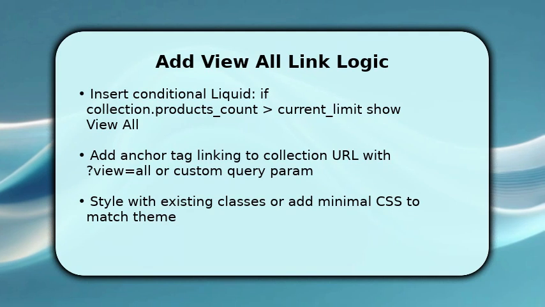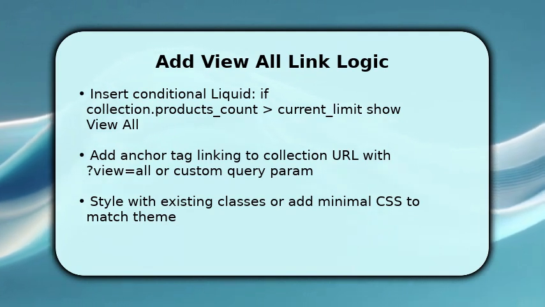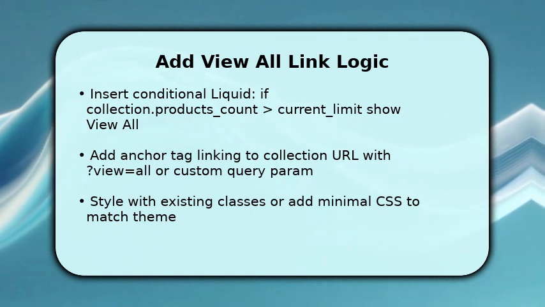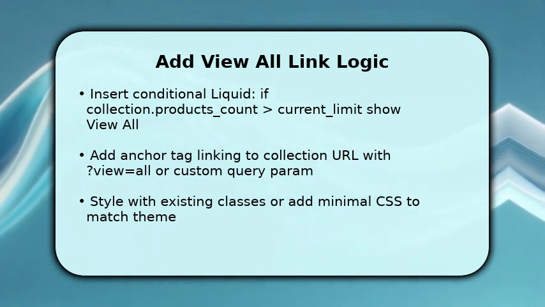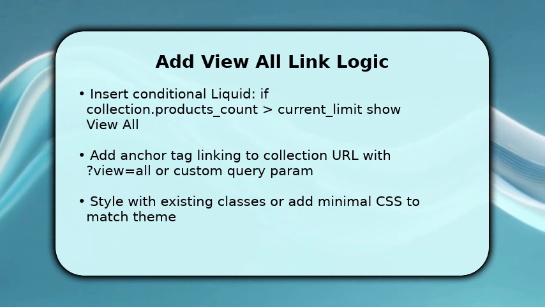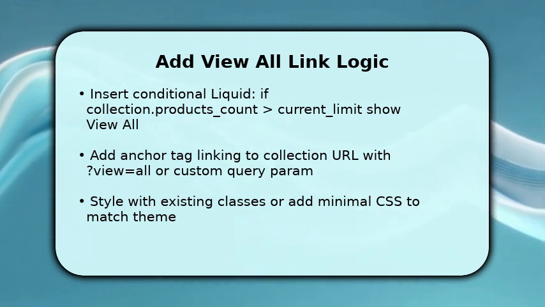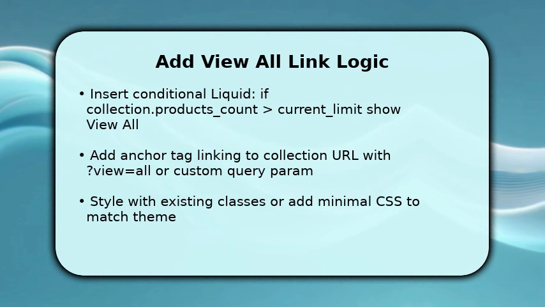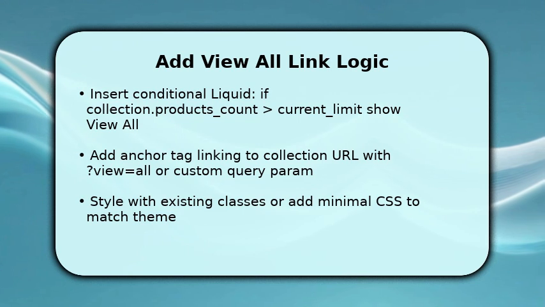Now implement the logic. Find where the grid limits products, paginated or limited by slice, and add a conditional that compares collection.products count to that limit. When true, output an anchor to collection.url plus a query like view equals all, or to a custom collection template /collection/handle, view equals all. Make sure to include an aria-label and theme classes.